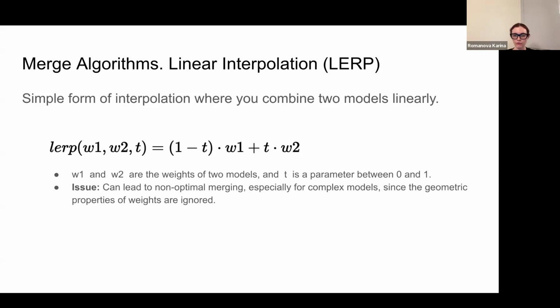LERP is a straightforward method for merging models, offering simplicity and ease of implementation. However, it may not always preserve the geometric relationships between the models' parameter spaces, potentially leading to suboptimal performance in complex scenarios. The linear nature of LERP assumes that the optimal path between two sets of parameters is a straight line, which may not hold true in the high-dimensional, non-convex landscape typical of neural networks.